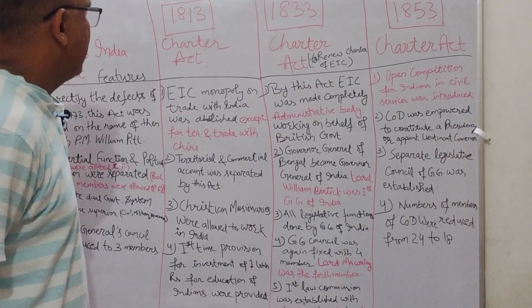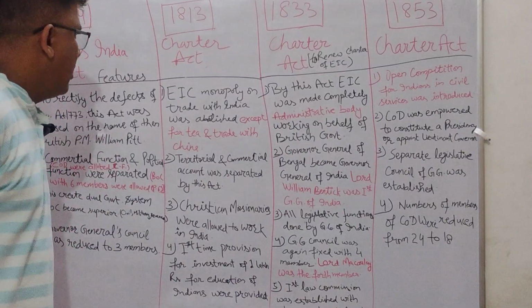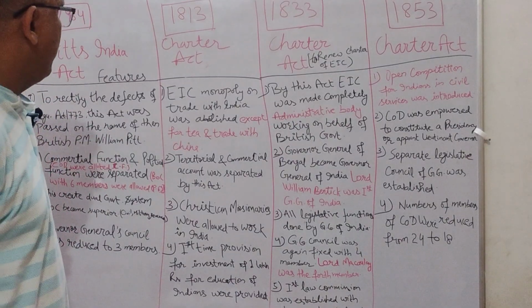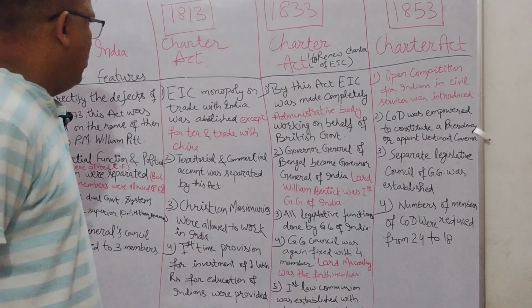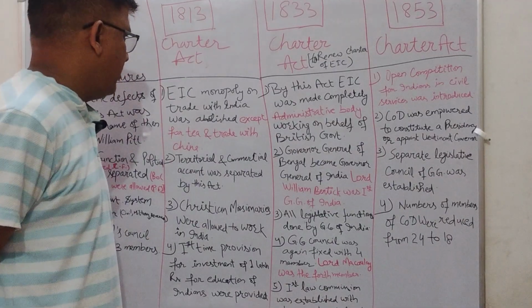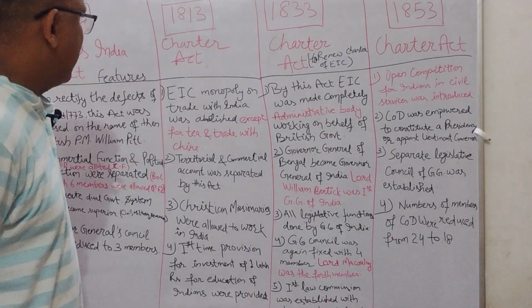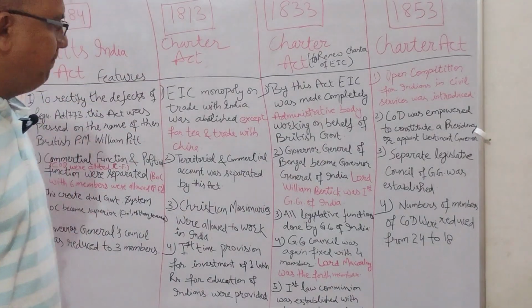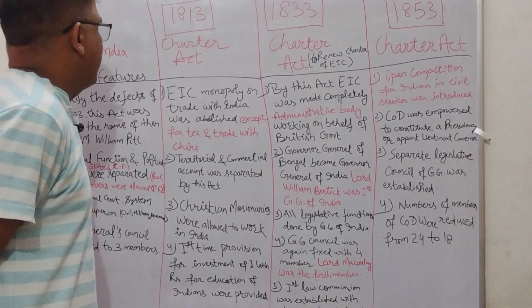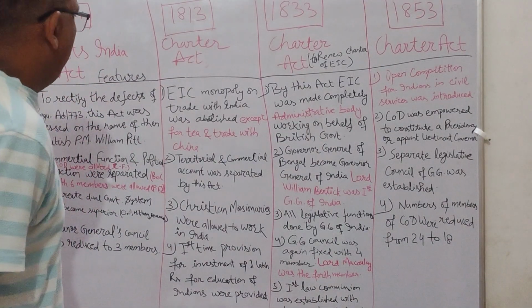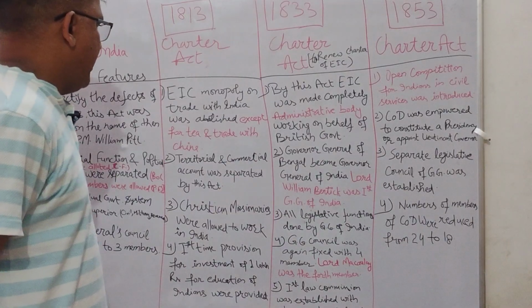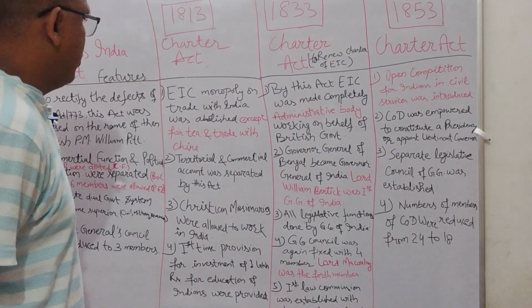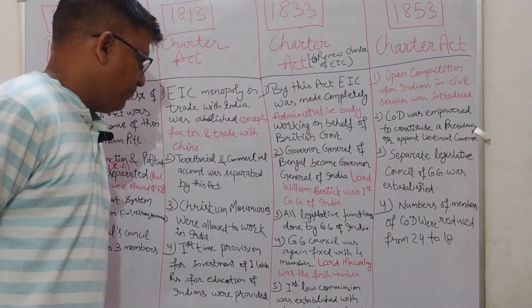This act abolished the monopoly of the East India Company on trade with India, except for tea and trade with China. The second feature of the Charter Act of 1813 was that the territorial and commercial accounts were separated by this act.